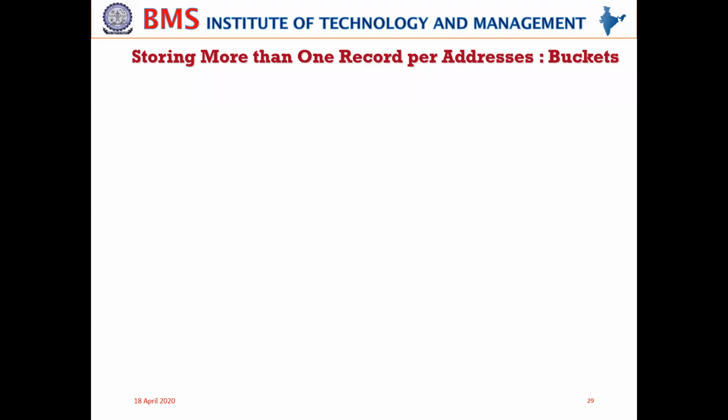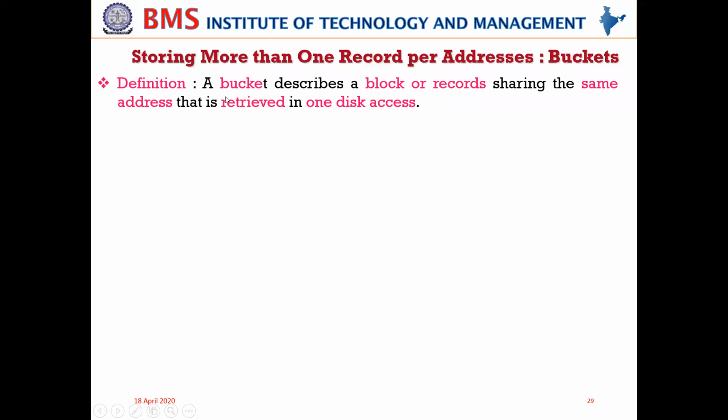Each bucket will have a unique address. The capacity of a bucket is such that you can store more than one record inside it. So that's what we have seen about what exactly a bucket is. A bucket describes a block of records sharing the same address that is retrieved in one disk access.